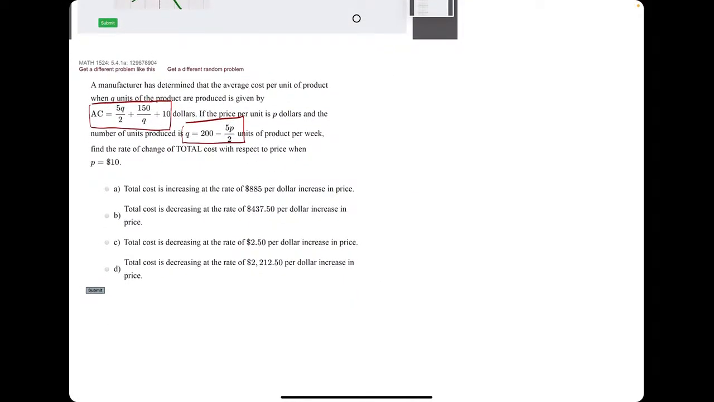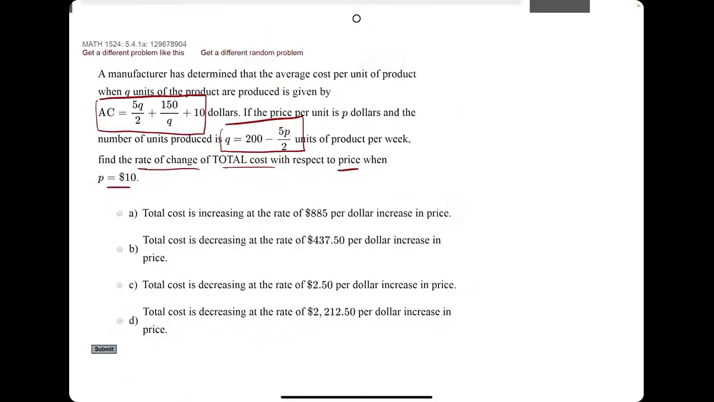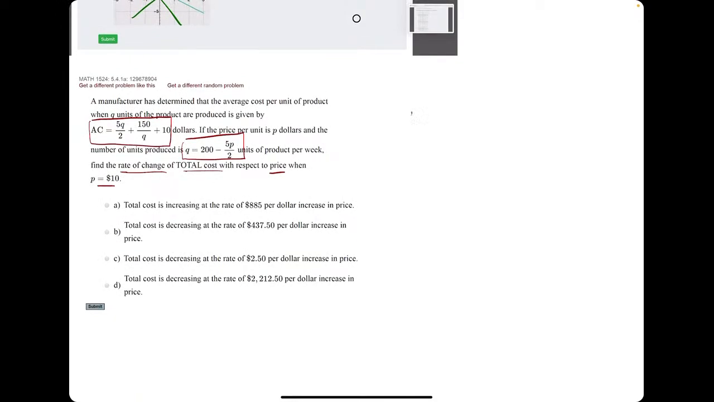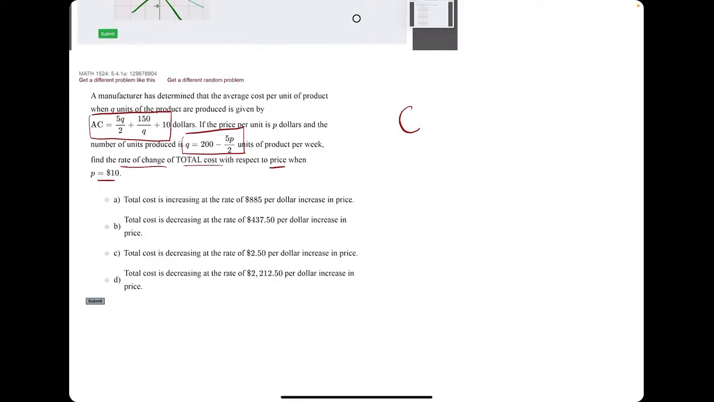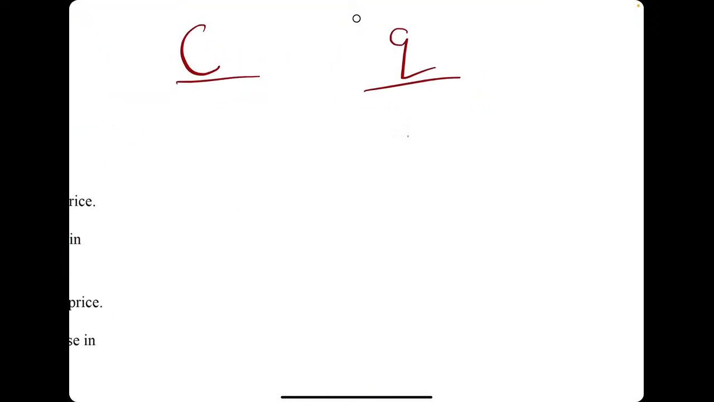All right. We're given average cost and quantity. The goal is to find the rate of change of total cost, which is the derivative of cost, but with respect to price. And then we'll plug in at the very end, p equals 10. This is the fast way. We want to find C and Q, total cost and quantity. We have the quantity, which is 200 minus 5p over 2.